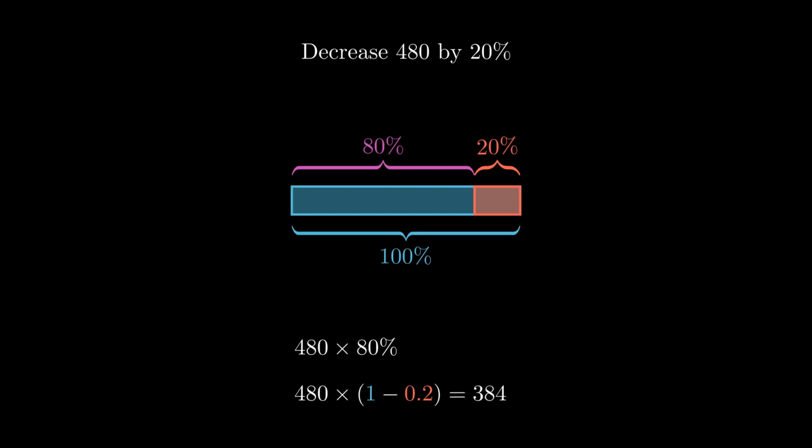But the important thing is an increase or decrease by a percentage always works the same way. In one calculation, you're just multiplying by a number representing one whole copy of what you started with, with a percentage added or subtracted to it at the end.